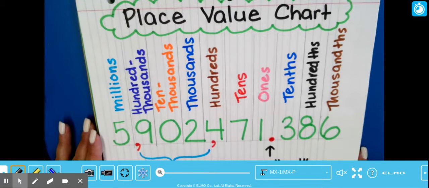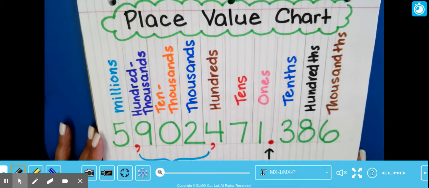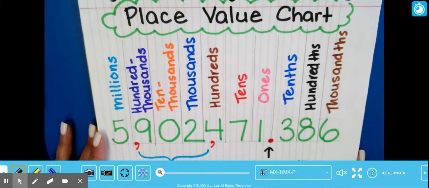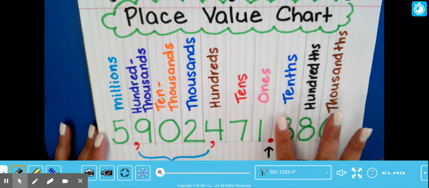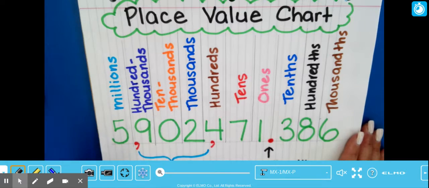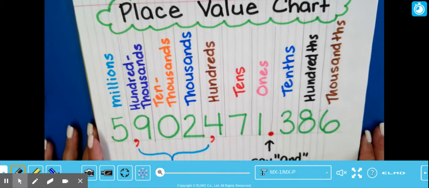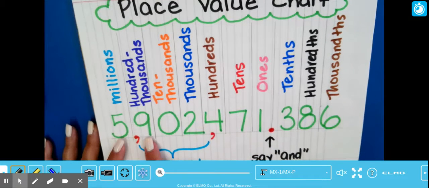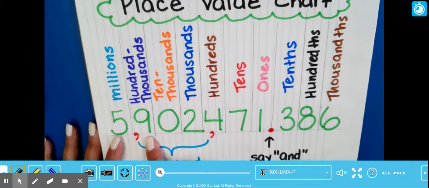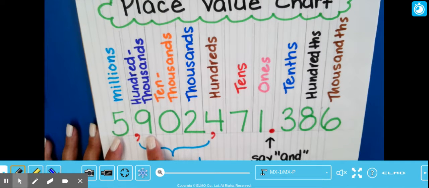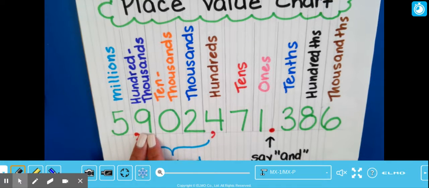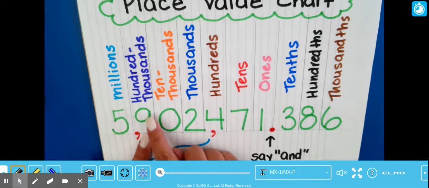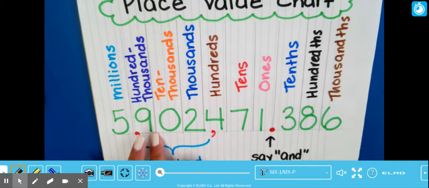So one of the first things that you should have in your notebook is a place value chart. And the place value chart is a good one to refer back to because it reminds us of the different places that exist in our number system. So we know that a digit's value, or how much it's worth, is dependent on where it is located in that place value chart. So this 9 here is in the hundred thousands place, right? This 9 is worth 900,000.